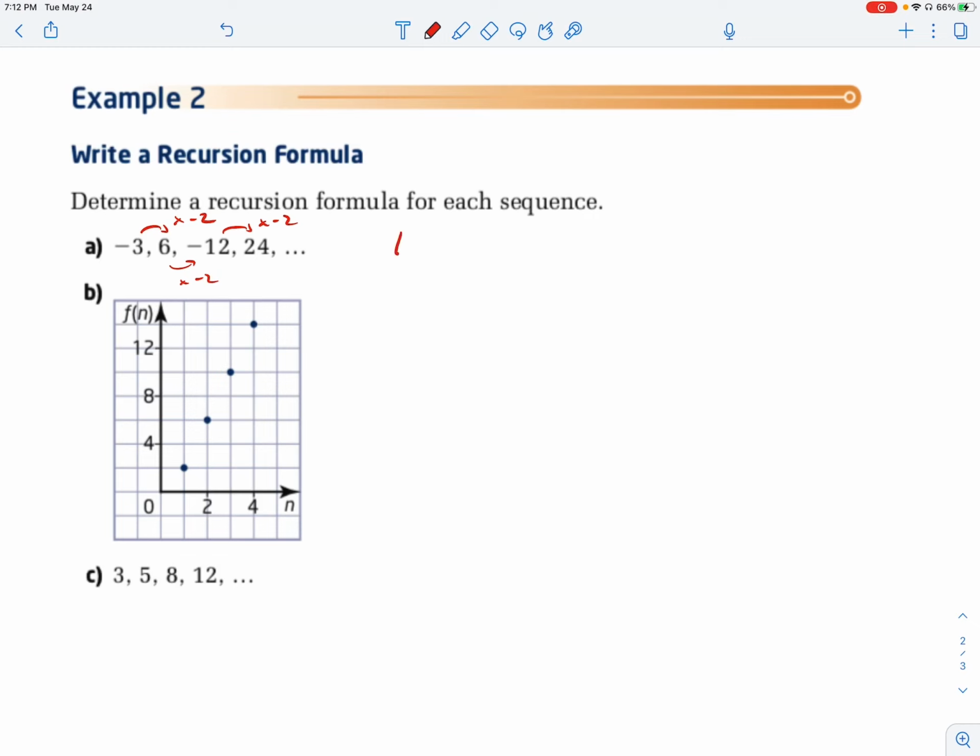So what does that mean? Well, if I'm trying to find any term in the sequence, I need to take the previous term and multiply it by -2. There's a nicer way to write this. I could just write it as -2 times T n minus 1. This just means the previous term. Don't split this up into two things. This is a subscript, right? So this just means the previous term. So that would be my recursion formula.